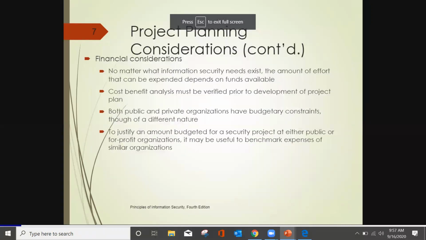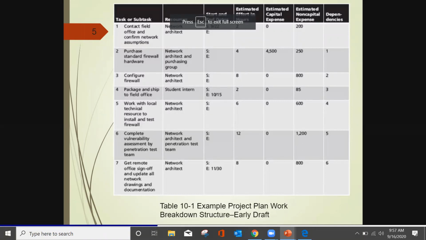Okay, is this clear? If you understand this, you understood almost half of the class. This is the most important slide that you need to follow and understand. Is that clear for everybody?